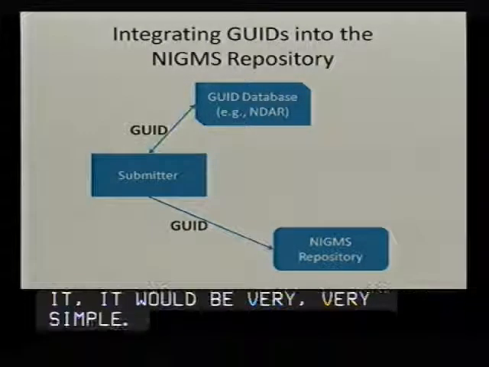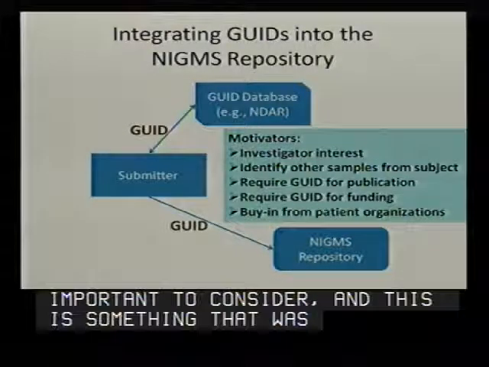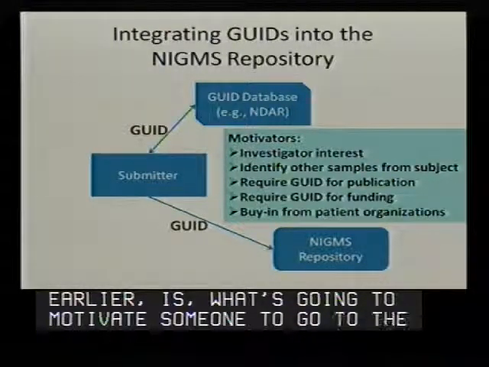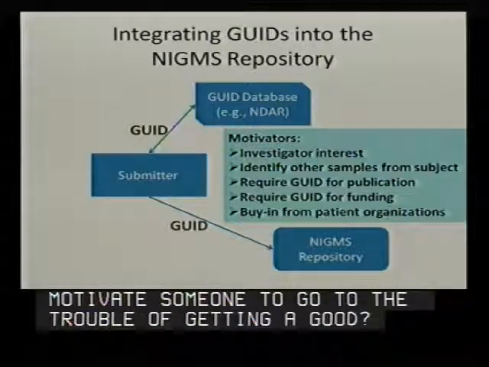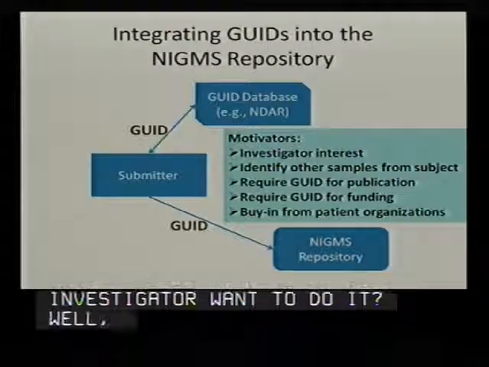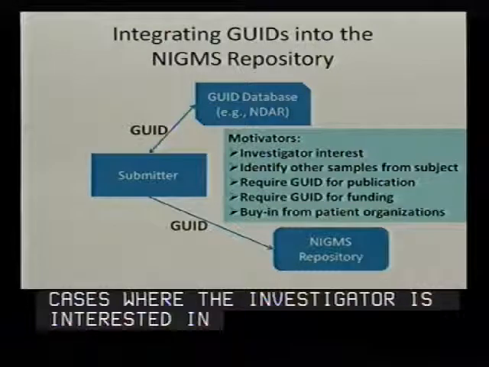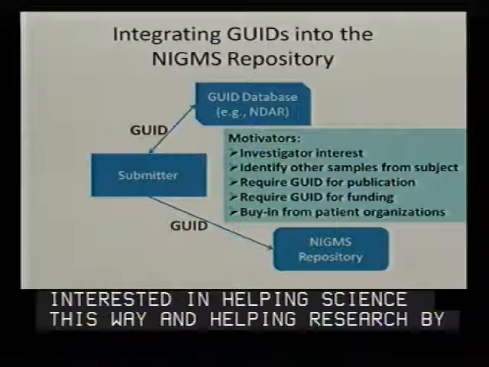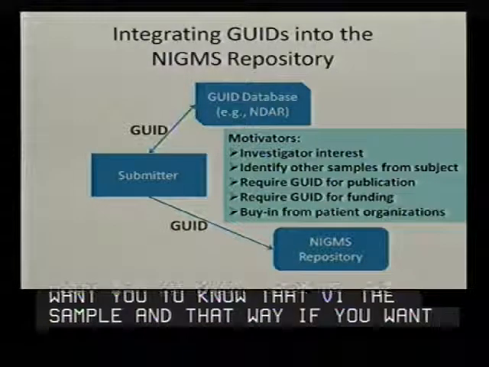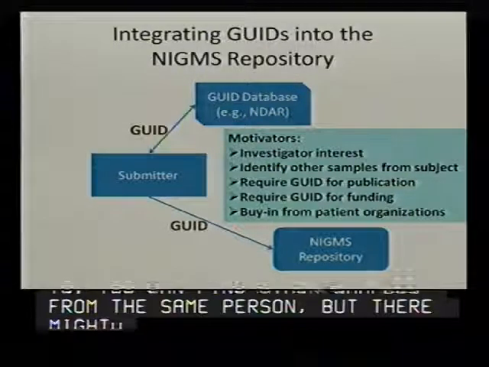Another thing that's very important to consider, and this was touched on earlier, is what's going to motivate someone to go to the trouble of getting a GUID. Why would an investigator want to do it? There might be some cases where the investigator is interested in helping science this way, saying, I want you to know that I have this sample, and that way, if you want to, you can find other samples from the same person. But there might not always be that kind of altruistic motivation.